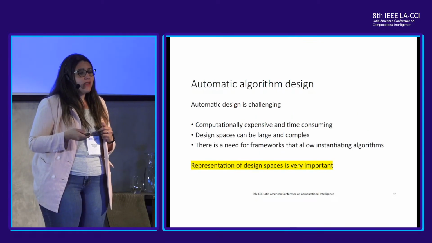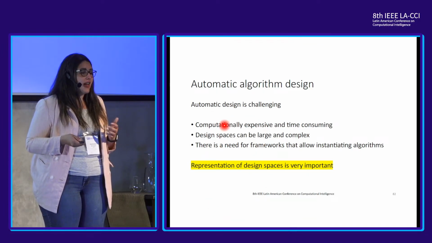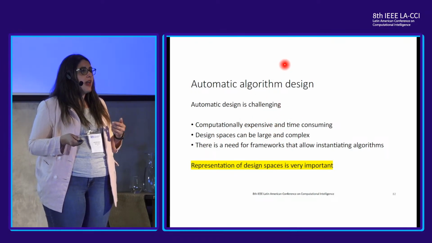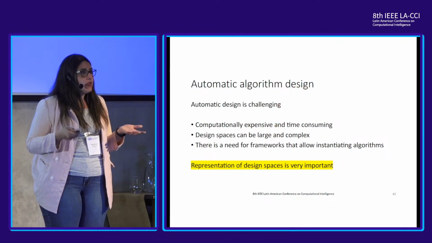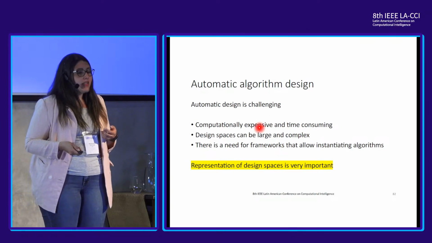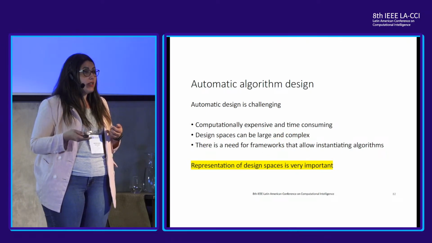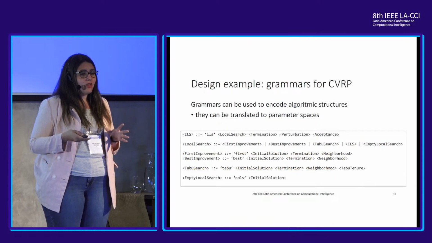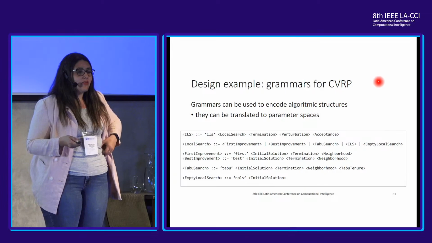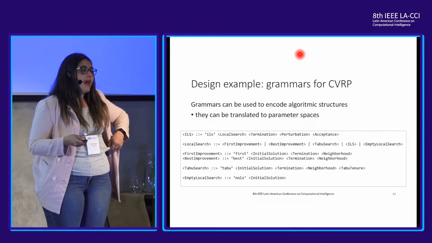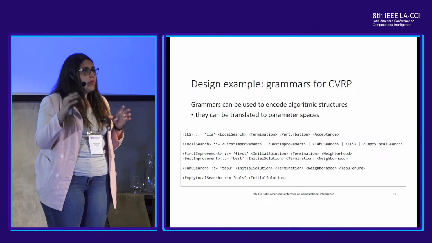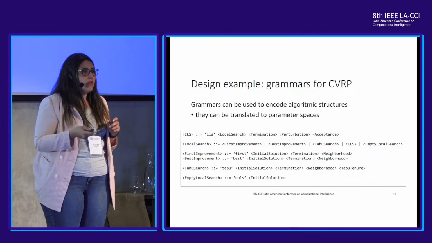So what happens is automatic design in general is challenging because it has all these problems. It's expensive, it's time consuming, and even though we have a lot of computation capacity right now, still it's very heavy. And representation of the design spaces is normally also very important in this sense. And I will show you two examples. The first thing I will show you is something that we are working on now with a student. We made a framework in which we didn't do anything new.